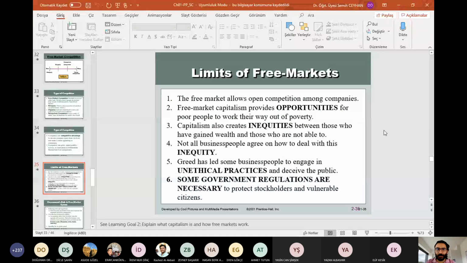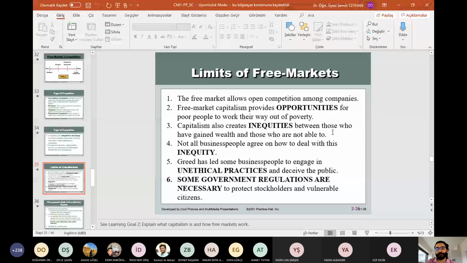What are some limits, some disadvantages of the free markets? The free market allows open competition among companies. They provide opportunity for everyone to build up business, everyone to be rich. So you heard the term American dream, right? So everyone could be rich in America. It's an opportunity country. However, it's not the case for everyone, right? Only a very small proportion of them can make it. It creates inequalities between those who gained and those who are not able to do that.